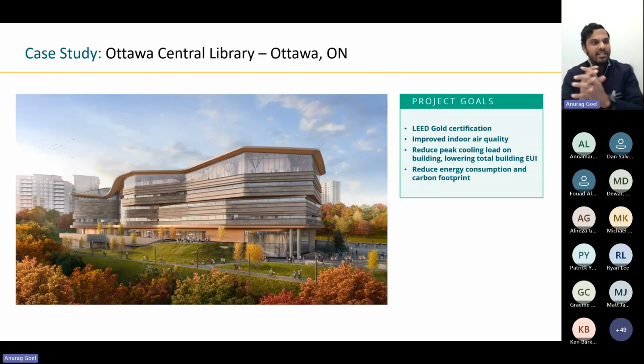So over the next few slides, I'll go through a few case studies. I think there are 2 or 3 case studies. The first case study is the Ottawa Central Library.